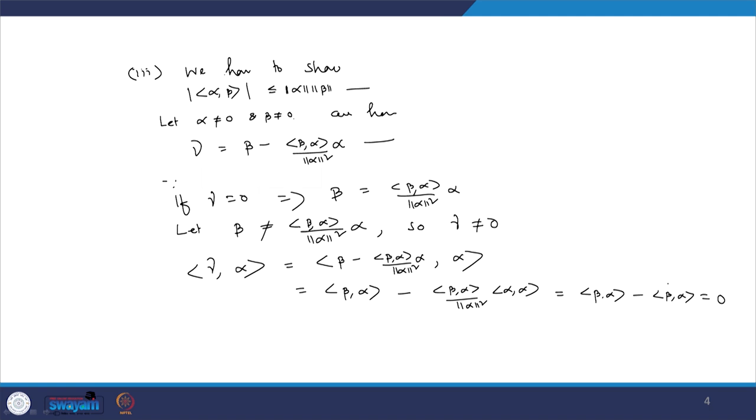So this implies that we have considered a vector gamma such that the inner product of gamma and alpha equals 0. Then 0 is strictly less than the inner product of gamma, gamma, because we have considered gamma not equal to 0. So the inner product of gamma, gamma is strictly greater than 0. I can write gamma as beta minus the inner product of beta, alpha by norm of alpha squared into alpha. So 0 is less than the inner product of gamma and gamma, which is equal to the inner product of gamma, beta minus the inner product of beta, alpha by norm of alpha squared, and gamma, alpha, please.